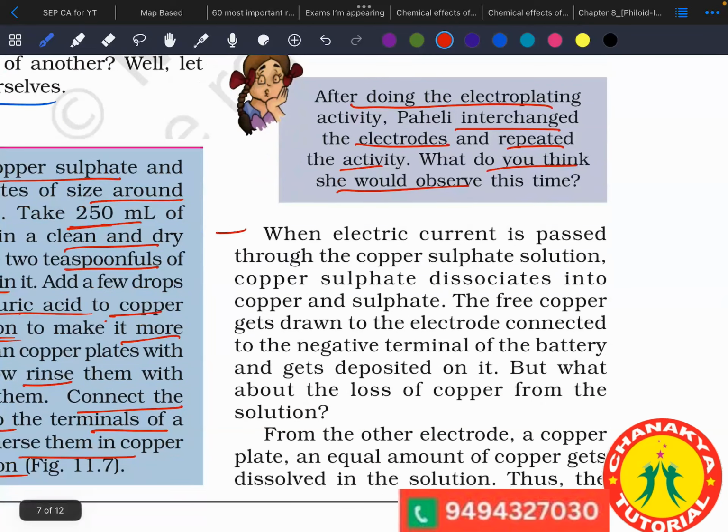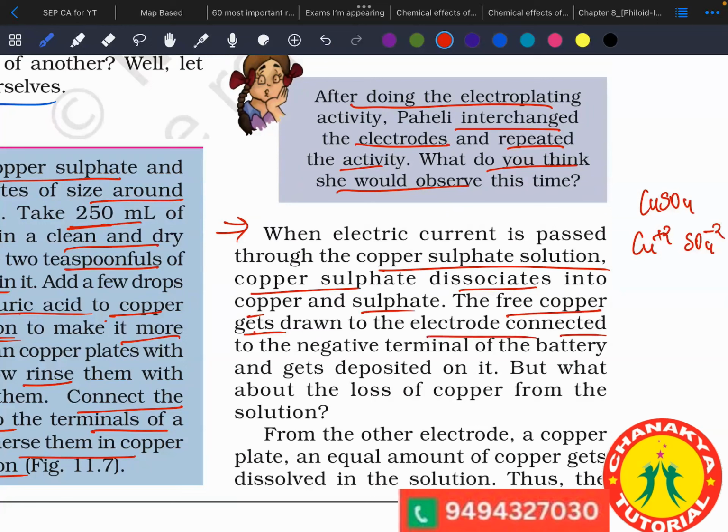So when the electric current is passed through the copper sulfate solution, the copper sulfate dissociates into copper and sulfate. As I have told you, CuSO4 is copper sulfate, and it dissociates into Cu plus 2, SO4 minus 2. The free copper gets drawn to the electrode connected to, can you tell me, which terminal? Negative terminal, cathode. Yes, negative.